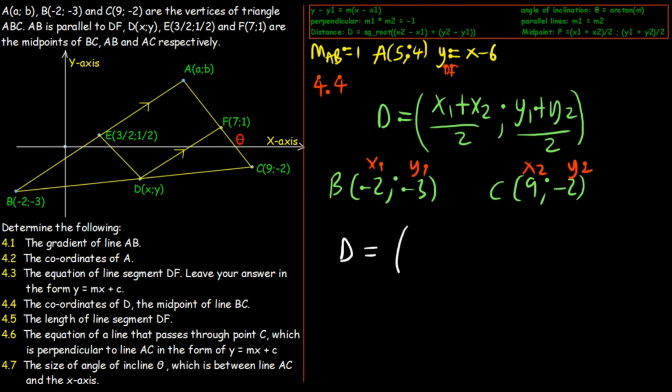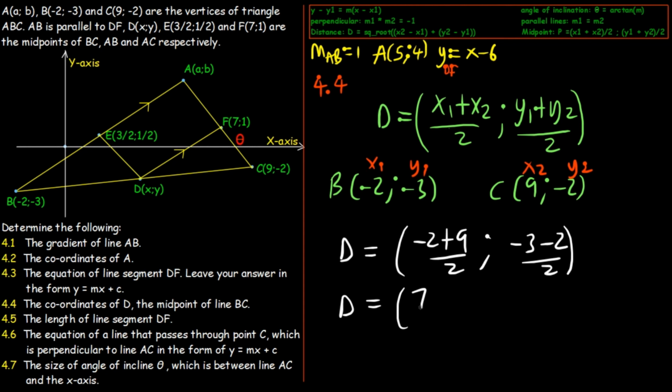D is equal to, our x1 is -2, our x2 is 9, divided by 2. Then our y1 is -3, then our y2 is -2, divided by 2 as well. Right. Let's simplify. We get -2 plus 9, we get 7 over 2. Then here we get -5 over 2, which is our solution.